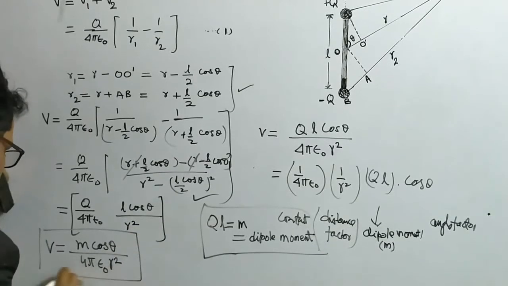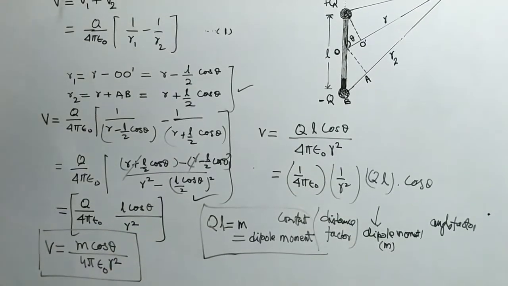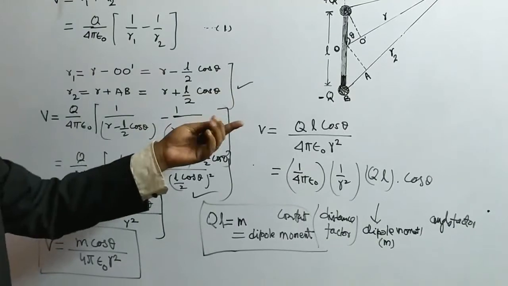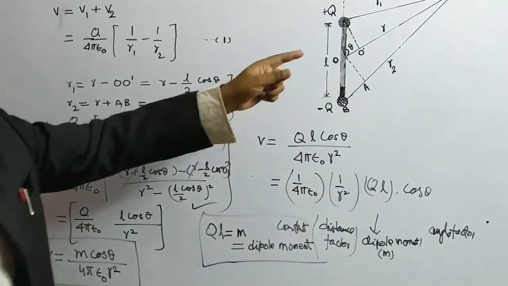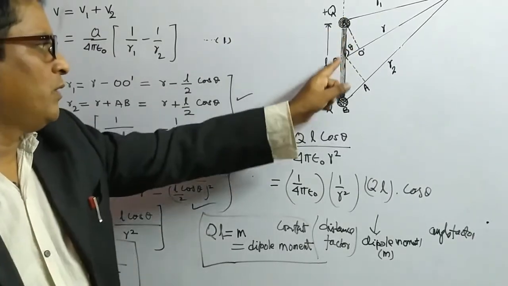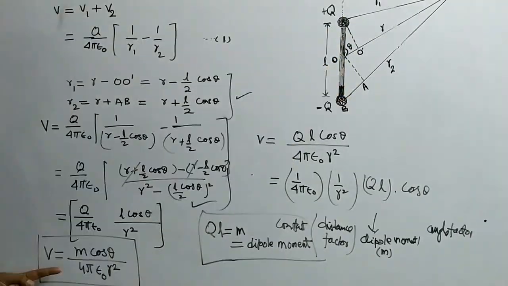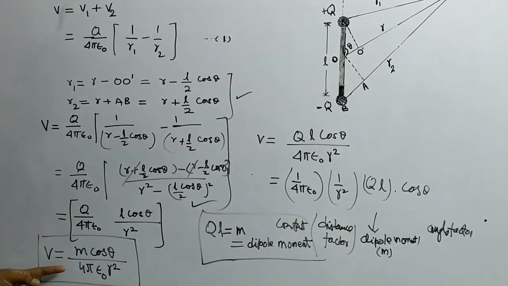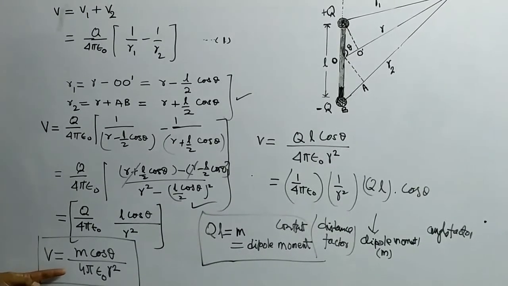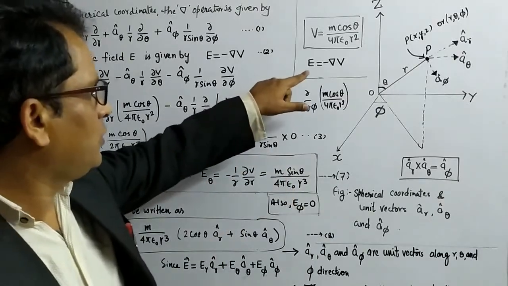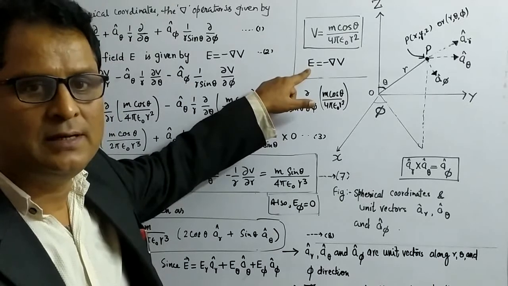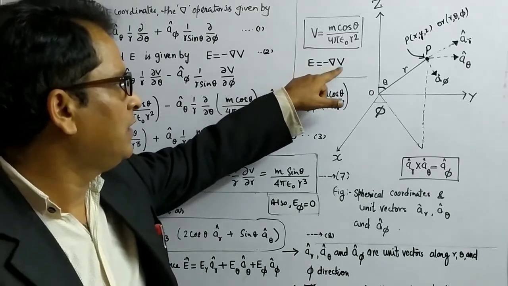So this is the expression for electric potential due to a dipole at point P, which is situated at distance r from the midpoint O. Now based on this expression, we shall deduce an expression for the electric field as well. So let's move on to the electric field. For deriving the expression for E, we shall be using this relation, E is equal to minus del V.